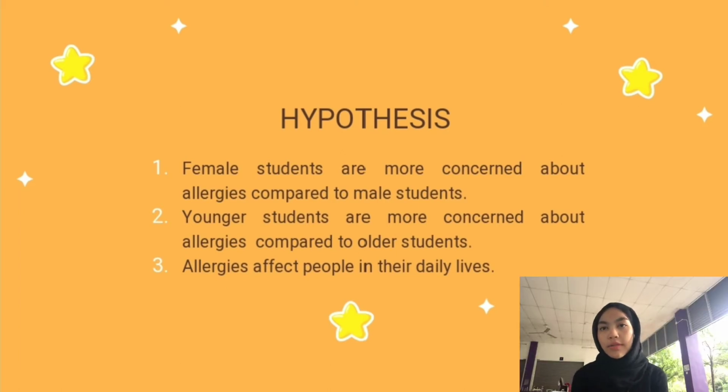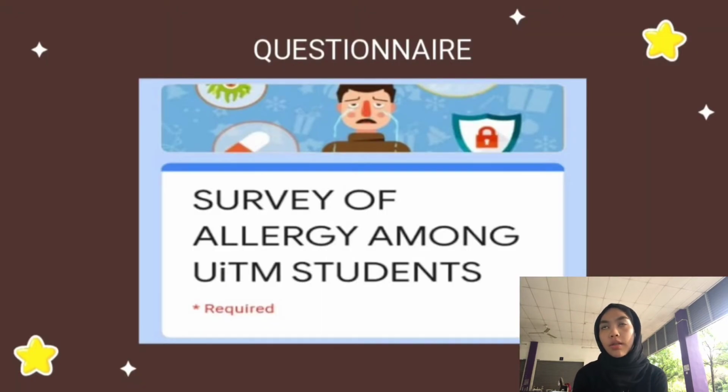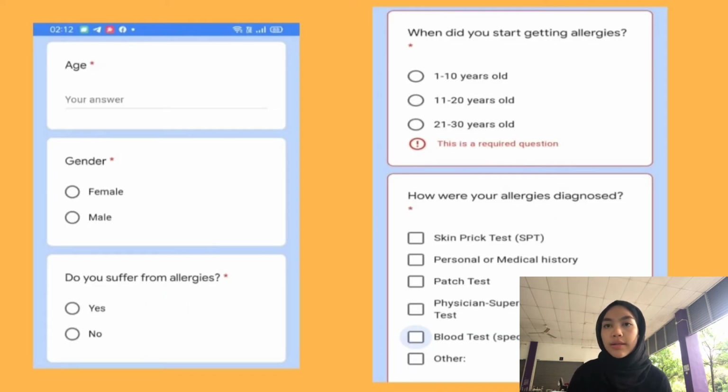Assalamualaikum, I'm Zalia Farisha binti Muhammad Fadzir from Class 5C, and moving on, I'm going to talk about respondents' answers for our provided survey about allergies among UiTM students. We provided a few questions regarding their allergies, including their age, gender, and when they were diagnosed with these allergies. Apart from that, they also needed to answer how they got their allergies checked: either by skin prick test, blood test, or any other ways they used.